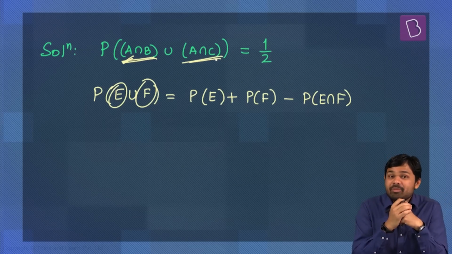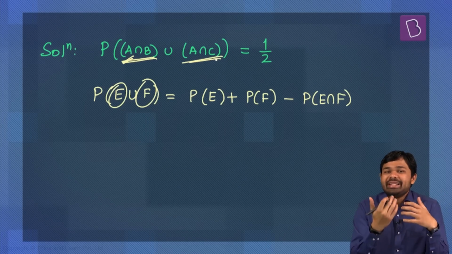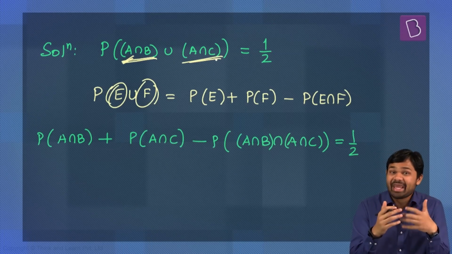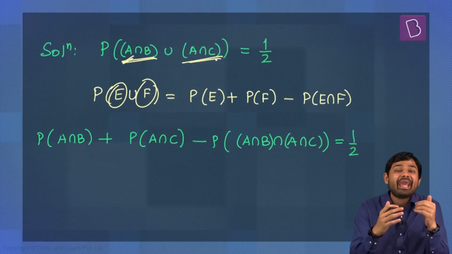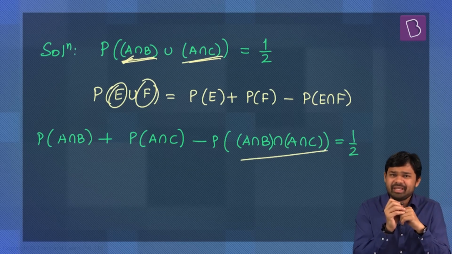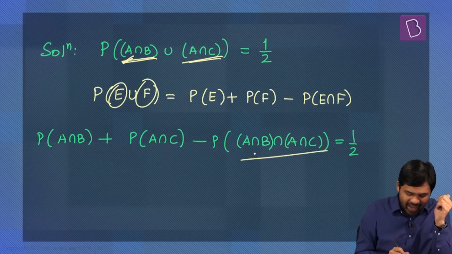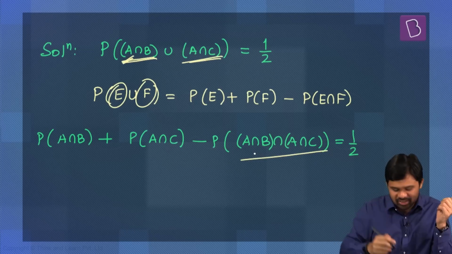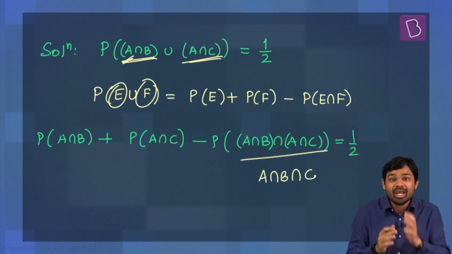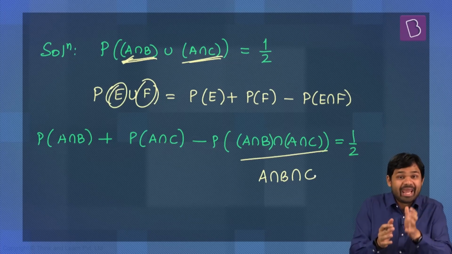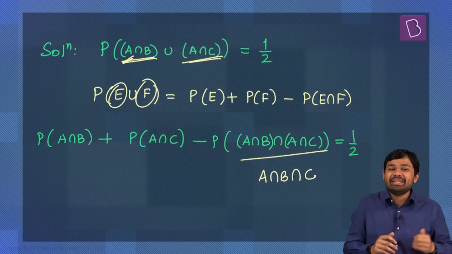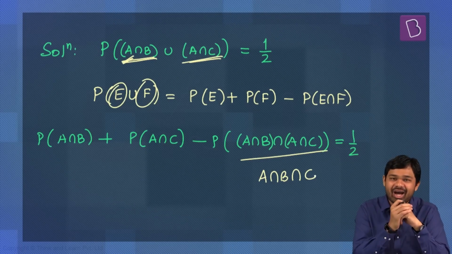So what is probability of A intersection B union A intersection C? It's nothing but probability of A intersection B plus probability of A intersection C minus probability of A intersection B intersection A intersection C. Now A intersection B intersection A intersection C can be simplified and written as A intersection B intersection C. So we know that probability of A intersection B plus probability of A intersection C minus probability of A intersection B intersection C is 1/2.